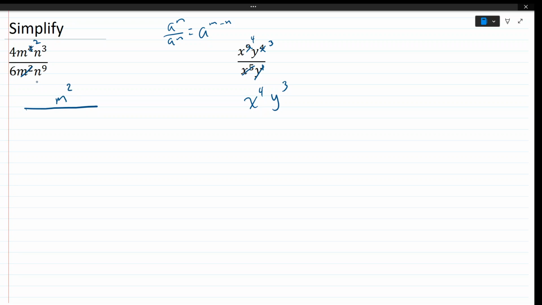And for that n cubed over n to the ninth, well, 3 of the n's cancel. So we'd still have 6 n's left over on the bottom. So that'd be n to the 6 in the denominator. And for the 4 and the 6, those have a common factor of 2. So we'd still have the factor of 2 left over on the top and the factor of 3 on the bottom. So this would be 2m squared over 3 n to the 6.